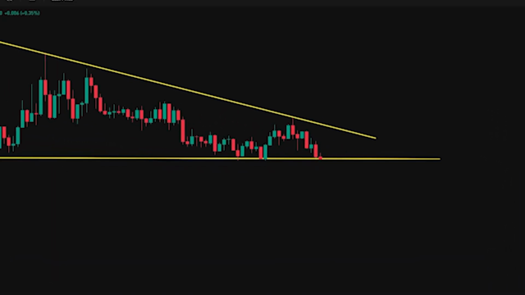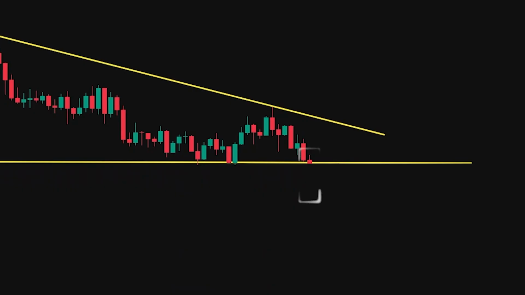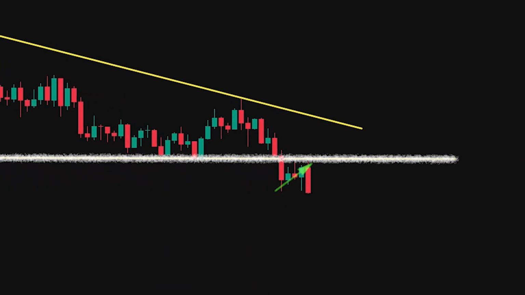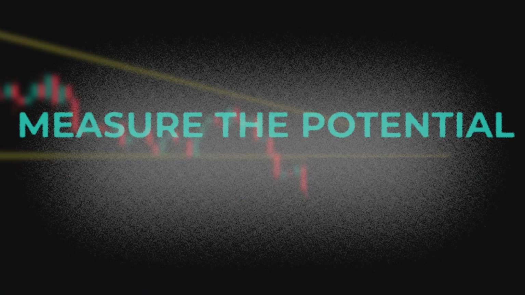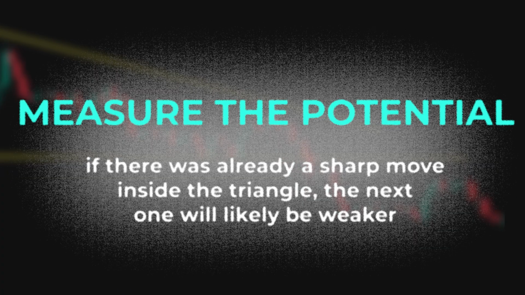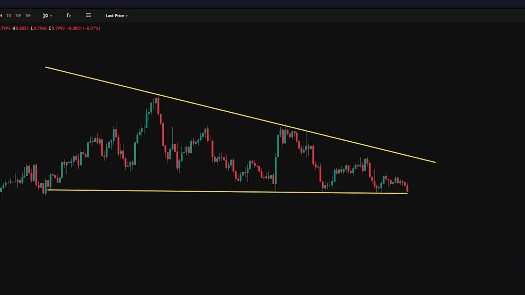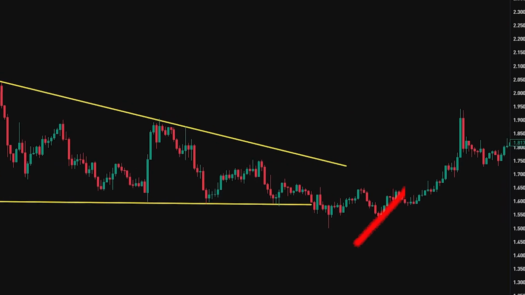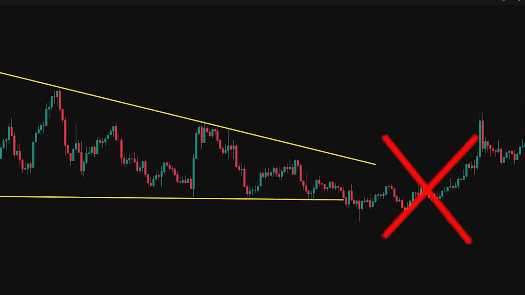How to avoid false breakouts? Here are 3 rules. Don't enter before confirmation. A breakout doesn't mean a signal, because price can retest and return to the broken level. Watch the candles after the breakout. No impulse, no trade. Measure the potential. If there was already a sharp move inside the triangle, the next one will likely be weaker. And one more thing: if the price moves sideways right into the apex or bottom of the triangle, forget the trade, you need an impulse. No tension built up means no move will happen.